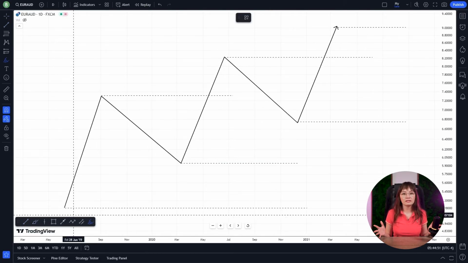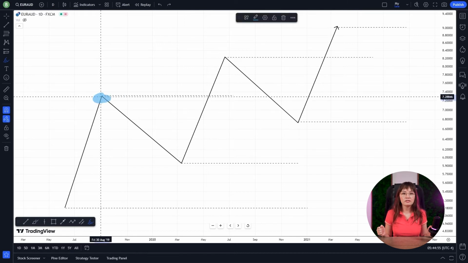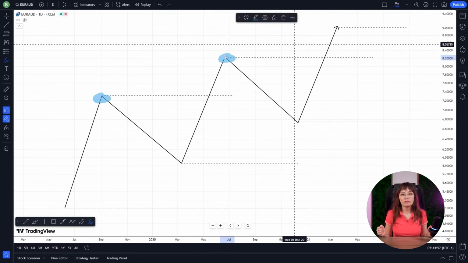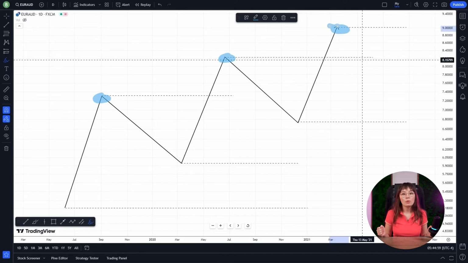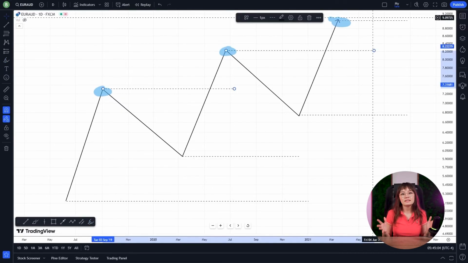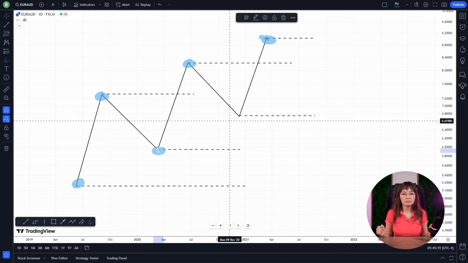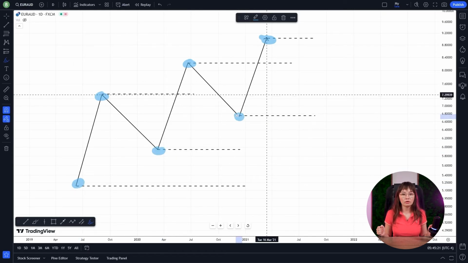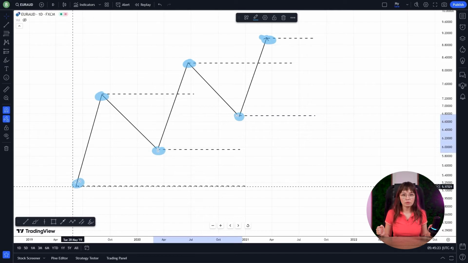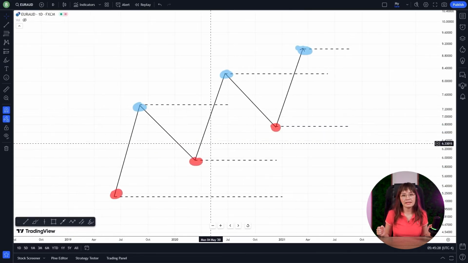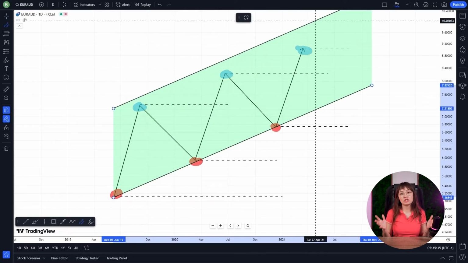It looks like this. Here's the first high, here's the second, which is higher than the first, and here's the third, which is higher than the second. The same goes for the lows. Here's the first low and the trough after it's much higher, and here's the third low, which is higher than the previous two. To visually represent the trend, you can draw such a channel.